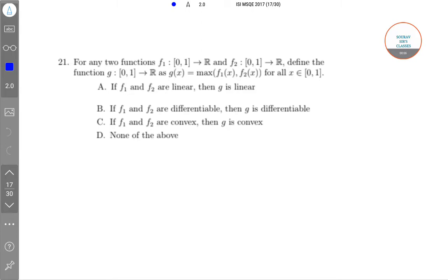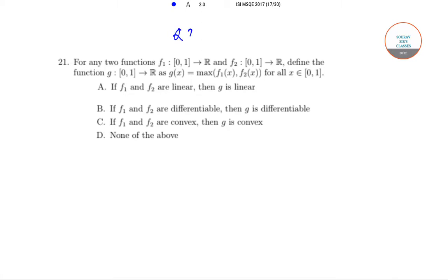Today we'll be solving the ISI MSQE question paper of year 2017. Today we'll be solving question number 21 and question number 22 from the ISI MSQE paper. So let's start with question number 21.